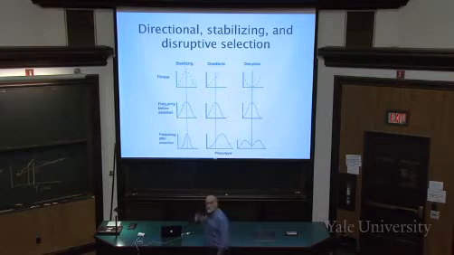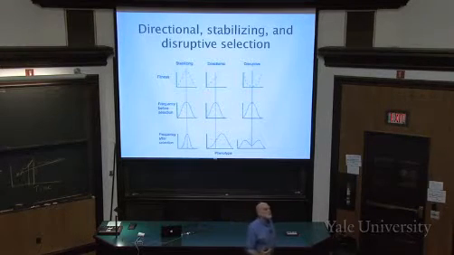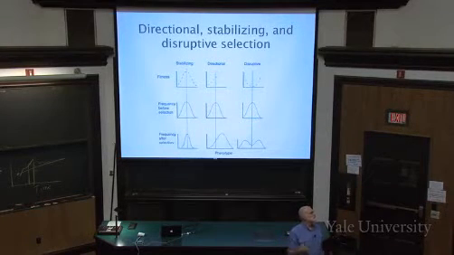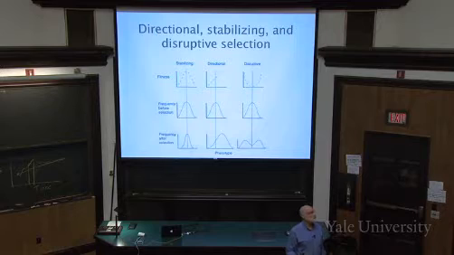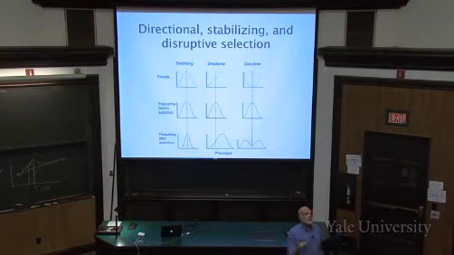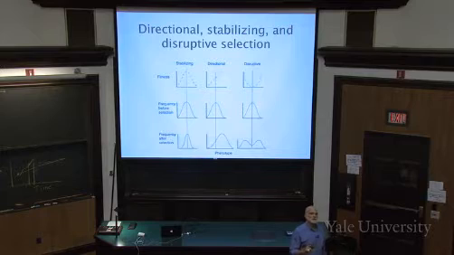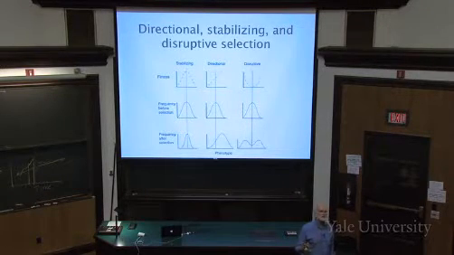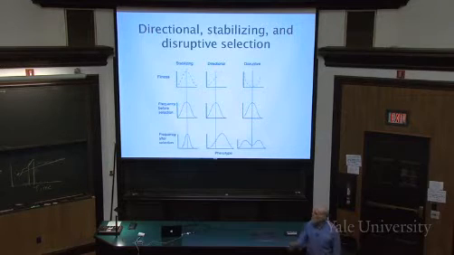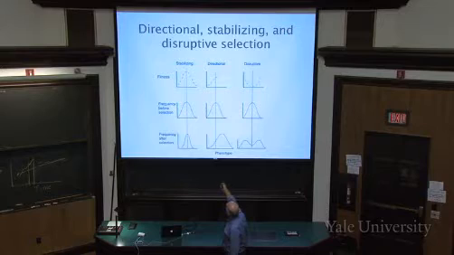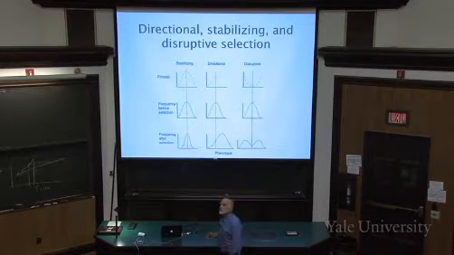Stabilizing selection is actually what we were just invoking to argue that the coelacanth didn't change. It was living in a habitat where it was always good to be like a coelacanth, and natural selection was selecting out things that didn't look like coelacanths, whether they were larger or smaller, or their fins were different shapes, or things like that. So they tended to stay the same. That means that we were selecting for the mean of the population, and we were discarding the extreme values.